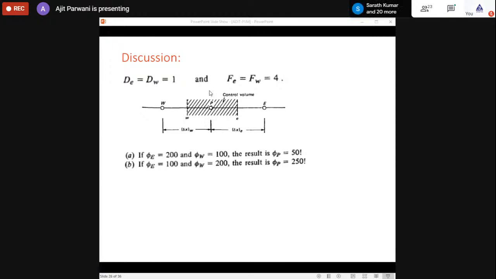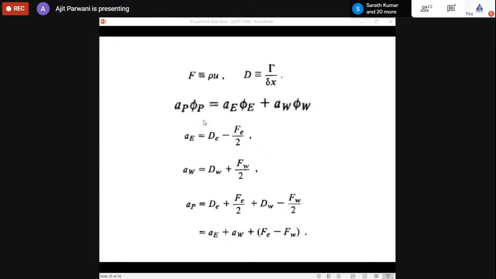Therefore, it means that the CDS scheme will give you an unrealistic result if this value F comes greater than twice of D. If F is greater than twice of D, it means that you will have an unrealistic result. Now, what does this F value represent? The F value represents the velocity.